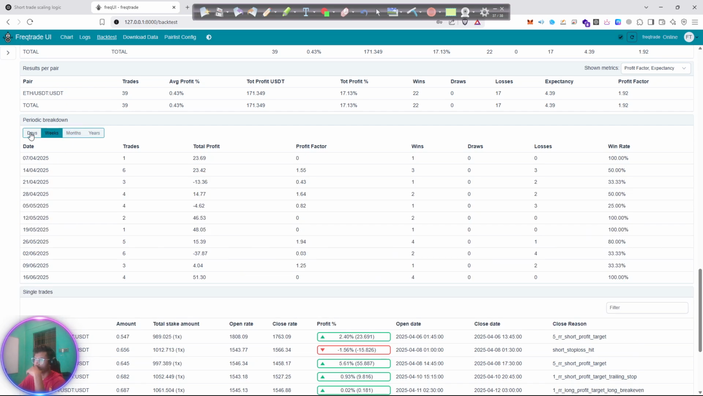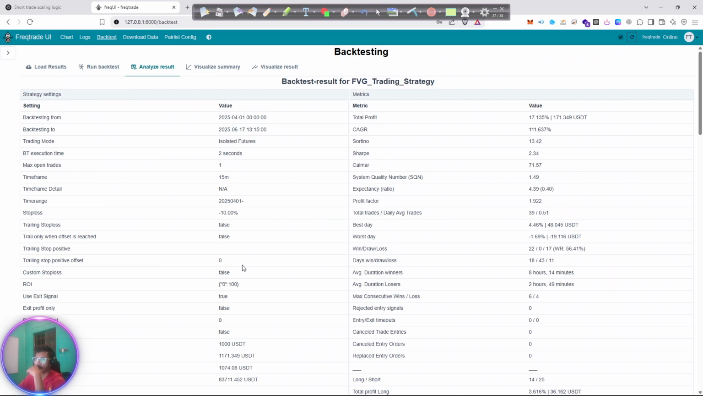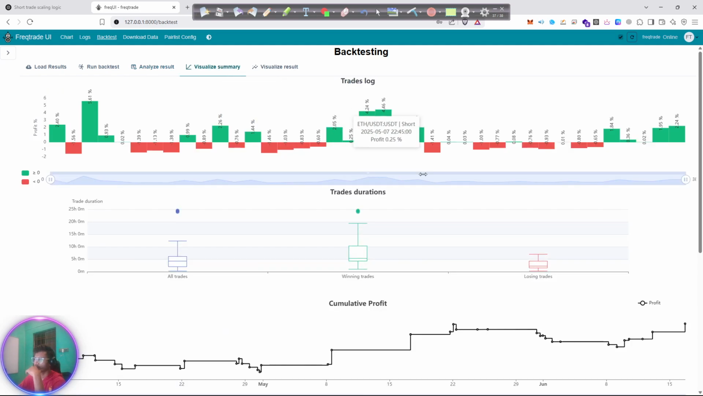You can see weekly breakdown as well. Okay, see, last 3, 4 months, I think last 3 months data, right? You can see all the trades, and let's go ahead and see the actual trades there. First, let's visualize the summary. We can see the profit curve. It's actually rising really good, right? And trade duration we can see here. Winning trades minimum 1 hour, median this, maximum 19 hour. Okay. We see all the trade logs.